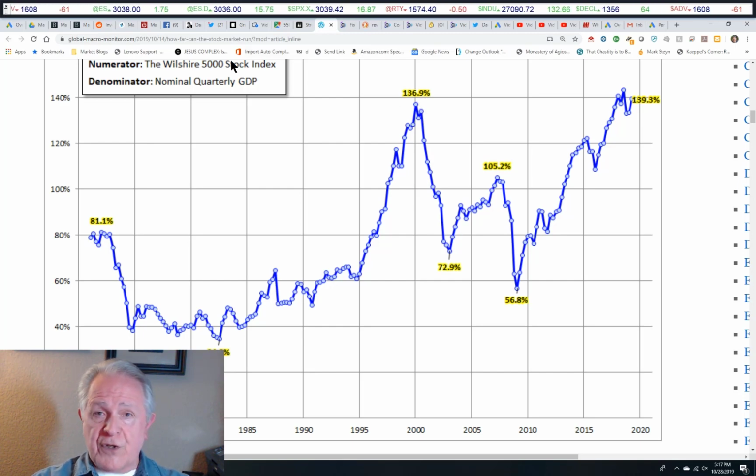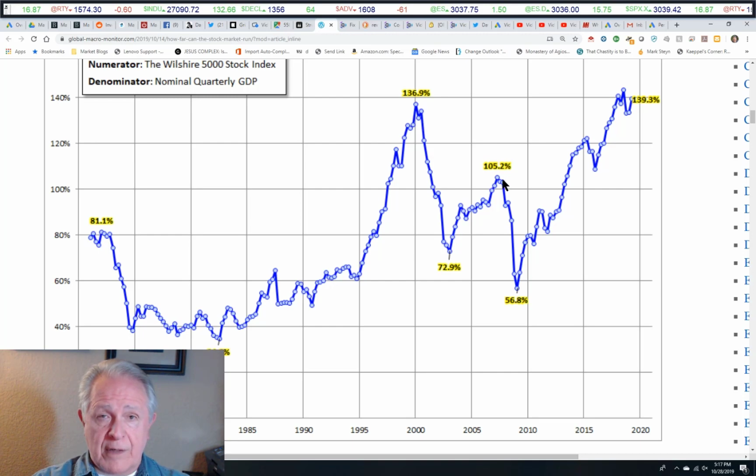Now, this formula is very simple. The numerator is the Wilshire 5000 stock index. For those of you that aren't acquainted with it, it includes every actively traded stock in the United States of America. So it's an all-inclusive index. The denominator is the nominal quarterly GDP for our country. So you divide the Wilshire, the valuation of all stocks commonly traded, by the nominal quarterly GDP, and you come up with this particular chart. Obviously, if you get over 100%, you tend to be overvalued.